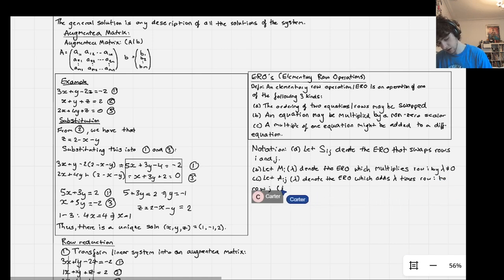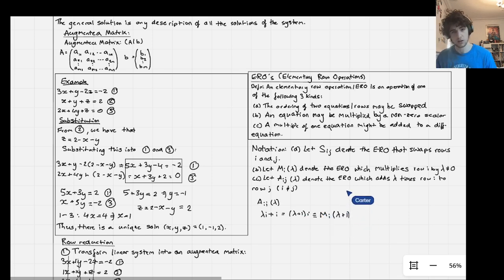And we're going to say here that I cannot be equal to j for a few reasons. Because if it was, then we would have this Aii of lambda. So you're adding lambda times row I to row I. So you're going to be doing lambda times I plus I, which is just the same as doing lambda plus 1 times I. So this is actually equivalent to Mi of lambda plus 1. So it's kind of redundant to have I equal to j because we already have dealt with that in our second ERO, which is Mi of lambda.